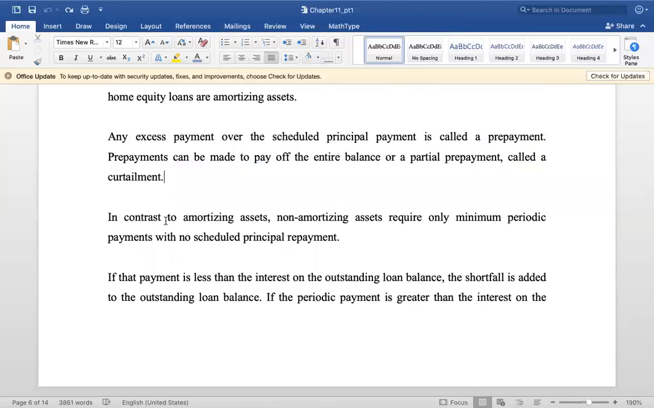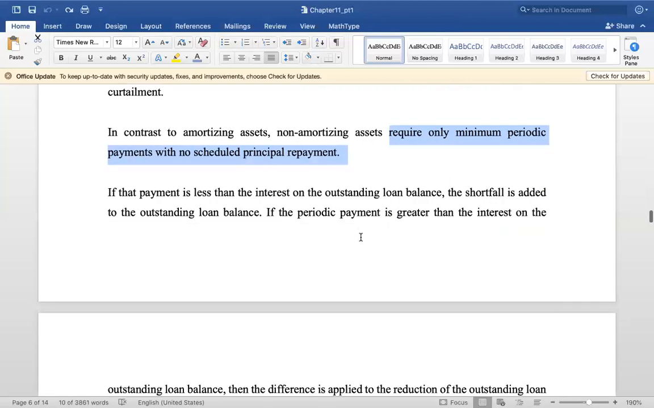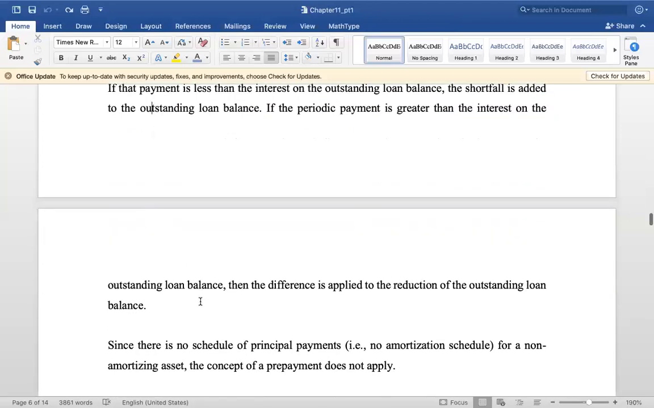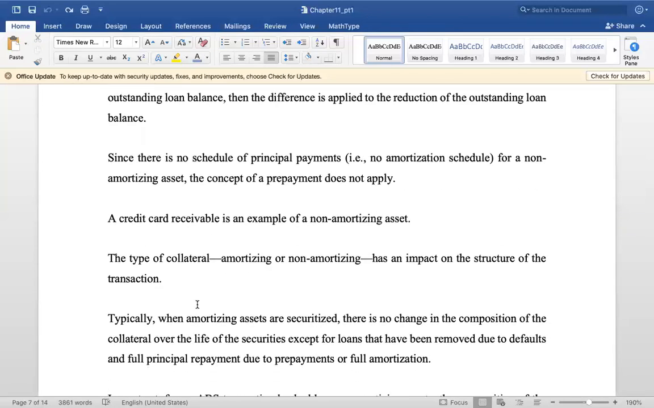In contrast to amortized assets, non-amortized assets require only minimum periodic payments with no schedule of principal payment. If that payment is less than the interest on the outstanding loan balance, the shortfall is added to the outstanding loan balance. If the periodic payment is greater than the interest on the outstanding balance, then that reduces the outstanding balance. Since there is no schedule of principal payments, there is no concept of a prepayment.